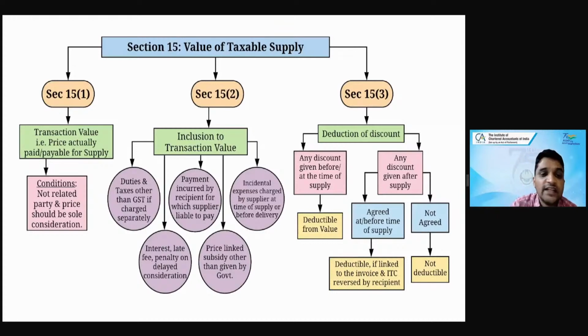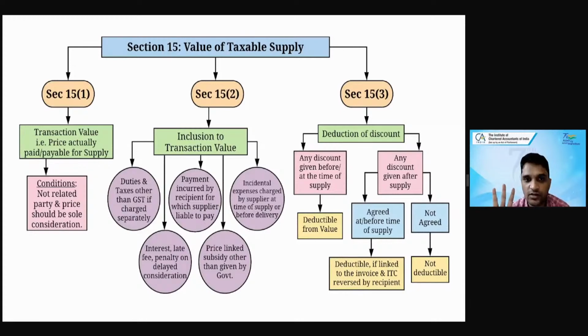Fourth inclusion is any interest, late fees, penalty on delayed consideration. Same thing. So interest, late fees and penalty are also included in the transaction value, which you don't know at the time of invoice, which you will get to know later on. So you will add it through a debit note. And any price linked subsidy other than by government. This I will explain in detail when you go to that slide, but understand that price linked subsidy which is given by any private party other than government is to be added. But if it is given by government, then we will not add.